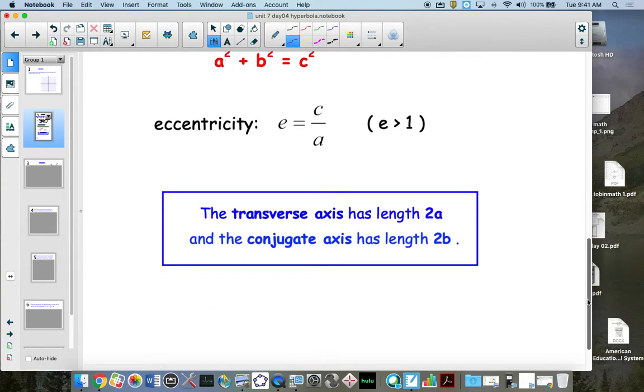And instead of a major axis, we have a transverse axis, so that has length 2a. And instead of a minor axis, we have a conjugate axis, and that has length 2b. So it might be worthwhile to pause for a minute now and go back and look at the picture and how everything is labeled and make sure that you understand the terminology.